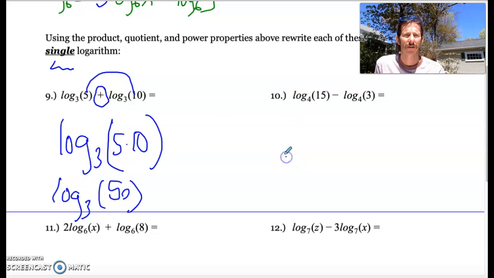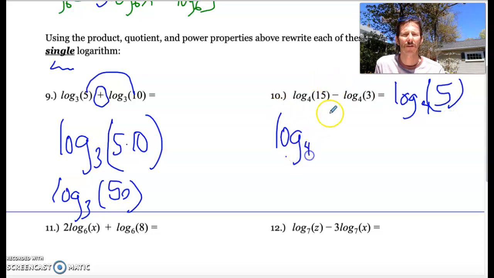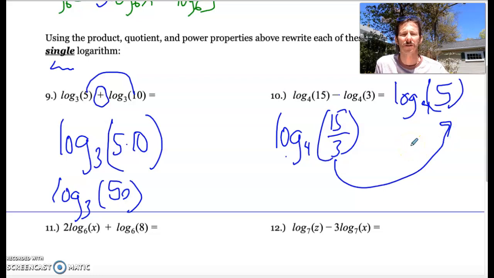Pause the video, try it. All right, on this one, an answer, and I'll show you in a minute, but you should have gotten log base 4 of 5. That should have been your answer. And the reason is subtraction allows me to write this as a single log, putting 15 divided by 3. Subtraction means I can write it in here as division, and I actually know what that equals. That equals 5, so I could simplify that.